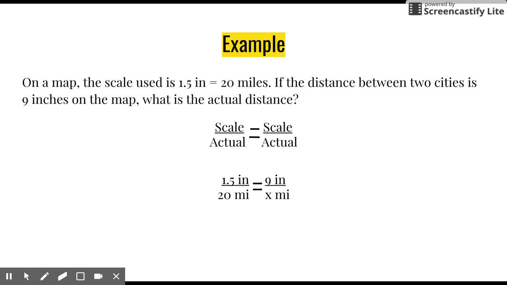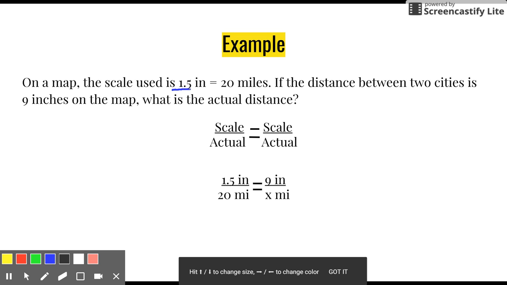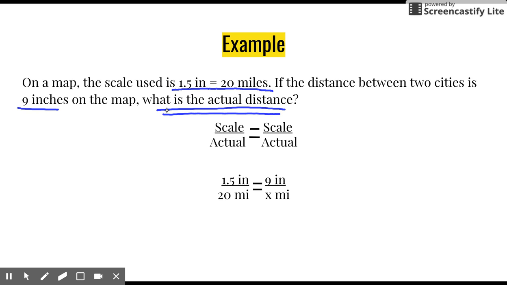So it says on a map, the scale used is 1.5 inches equals 20 miles. If the distance between the 2 cities is 9 inches on the map, what is the actual distance? So again, if we're going to set this up, we're going to use the proportion that I had just talked about in the previous slide. Scale over actual equals scale over actual. So what that means is you see this word where it says the scale. As soon as you see that in a word problem, that's going to be your first ratio that you should write down. And in this case, the ratio is 1.5 inches equals 20 miles.